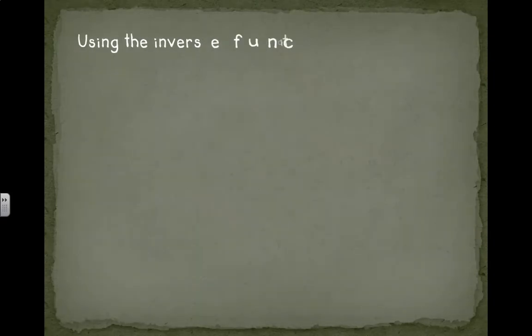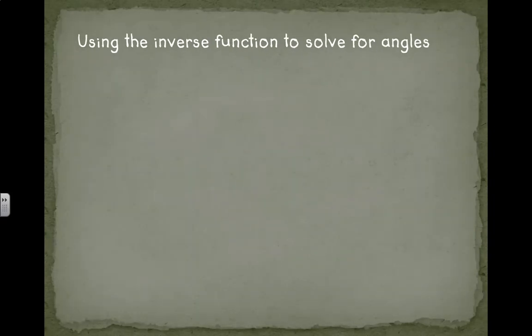Okay guys, this should be the last video for today. So we're going to be using the inverse function to solve for angles in a right triangle.